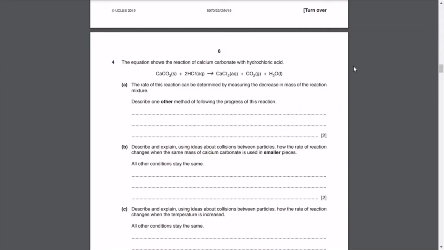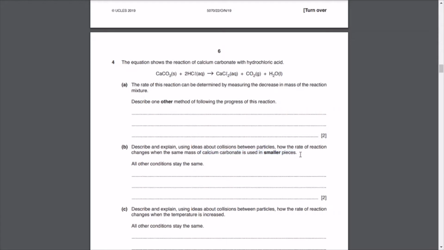Describe and explain, using ideas about collisions between particles, how the rate of reaction changes when the same mass of calcium carbonate is used in smaller pieces. All the other conditions are the same. Now in this question, they are saying that all the other conditions are the same. That's one of the most important things. That means you cannot add all the kinds of effects that can take place due to different changes. You just need to make sure you stick to the surface area fact. You just stay with the fact that the pieces have become smaller in size and the surface area has increased.